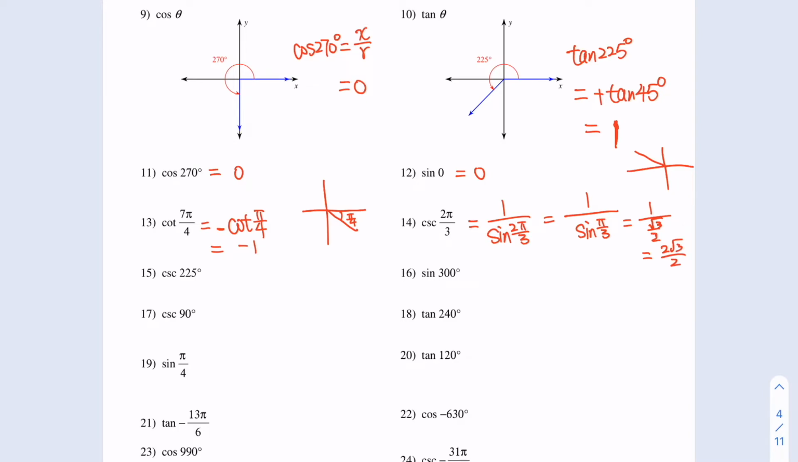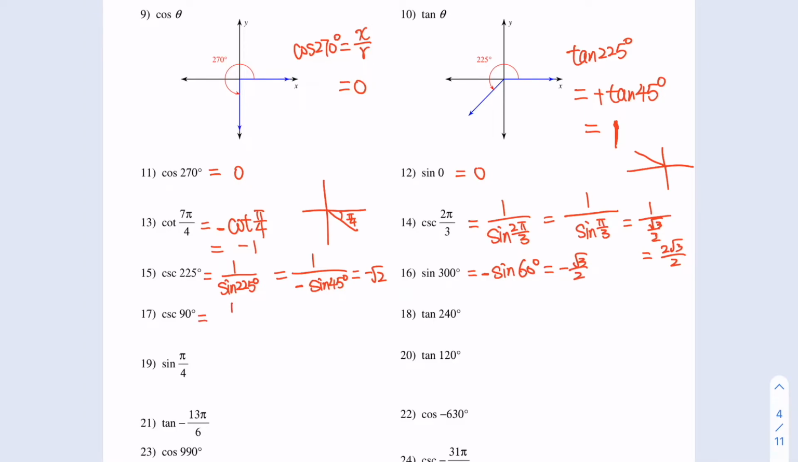Cosecant 225 degrees, 1 over sine 225 degrees. Sine 225 is the same thing as sine 45, but third quadrant, negative. So it's negative radical 2. Sine 300 equals sine reference angle 60, fourth quadrant, negative. So it's negative radical 3 over 2.